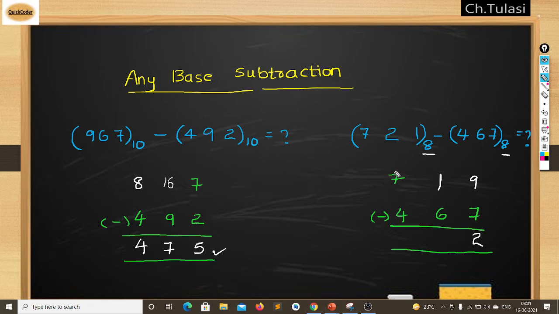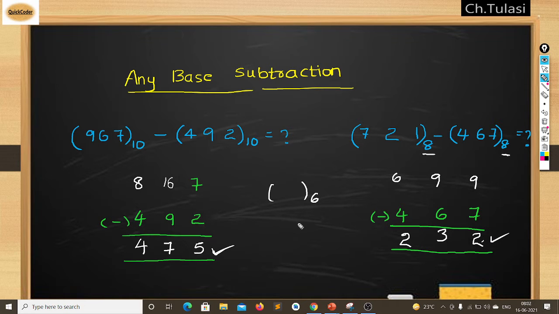What we will do is take a borrow from 7. Here I will have 8 and here there will be minus 1. Again 8 plus 1 is 9. 9 minus 6 is 3. And here there is a carry, minus 1: 7 minus 1 is 6. So 6 minus 4 is 2 because 6 is greater than 4. So that's it about octal subtraction and decimal subtraction.